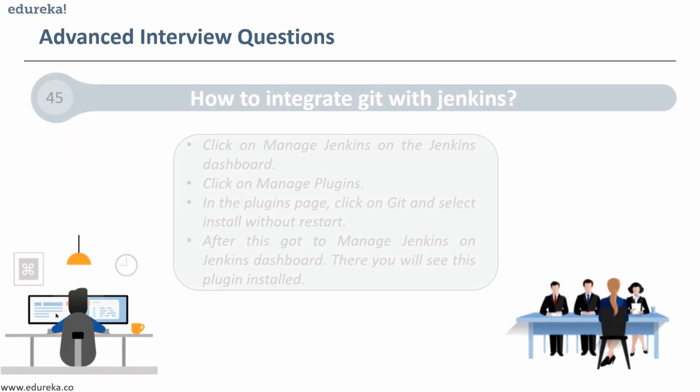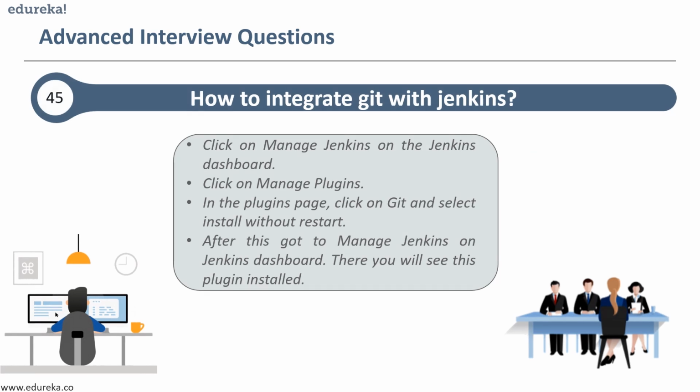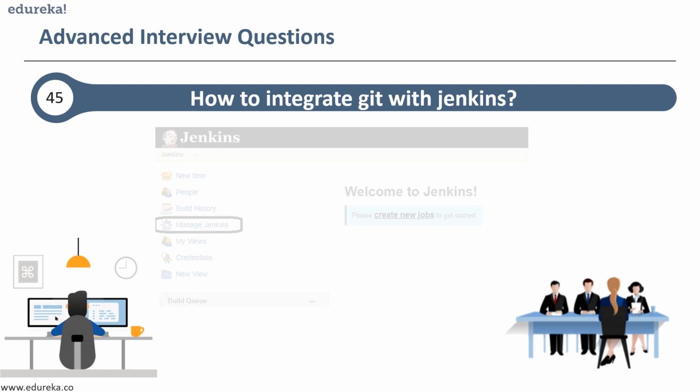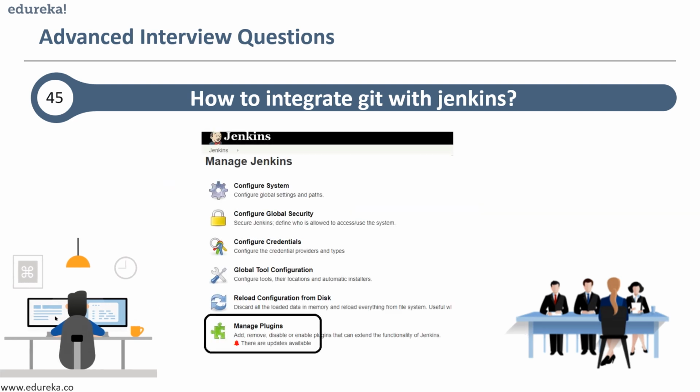The next question is, how do you integrate Git with Jenkins? As you can see on the slide, these are the 4 steps that you can follow to integrate Git with Jenkins. I'm also going to show you the screenshots for these 4 steps. For anyone who's aware of Jenkins or has used Jenkins, you must be aware of this homepage or the Jenkins dashboard. Here you need to click on Manage Jenkins.